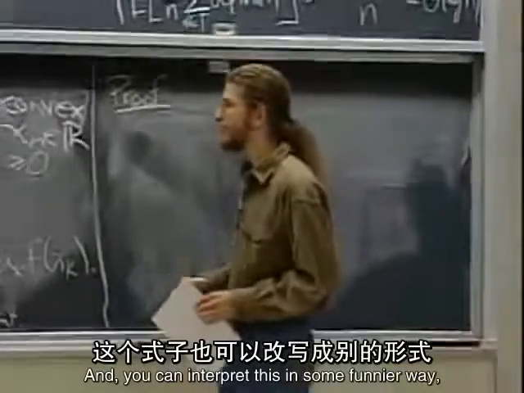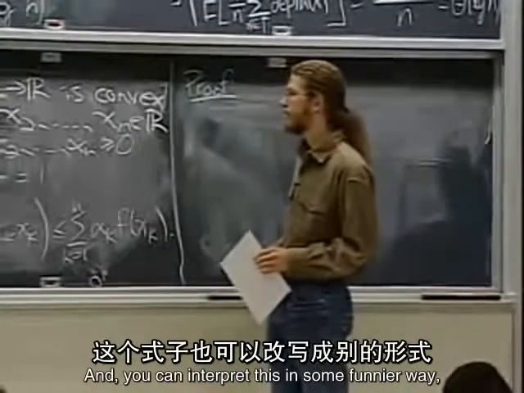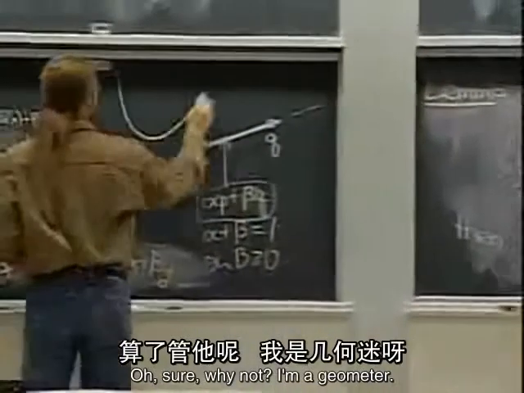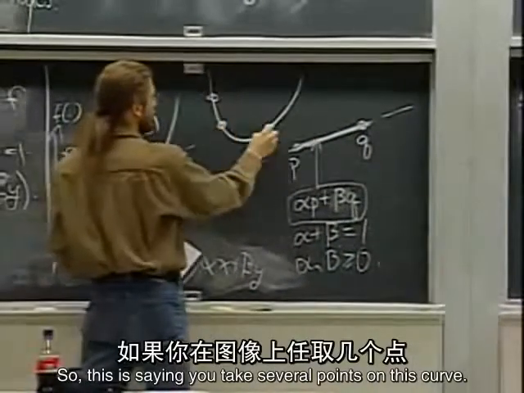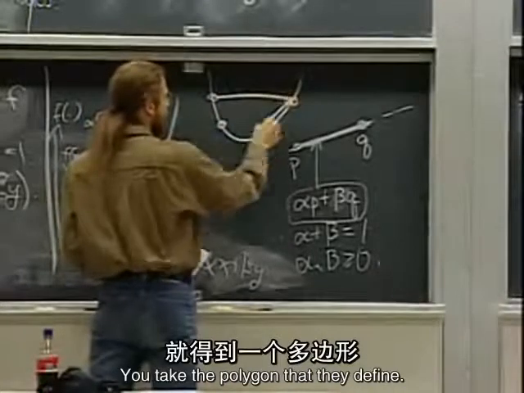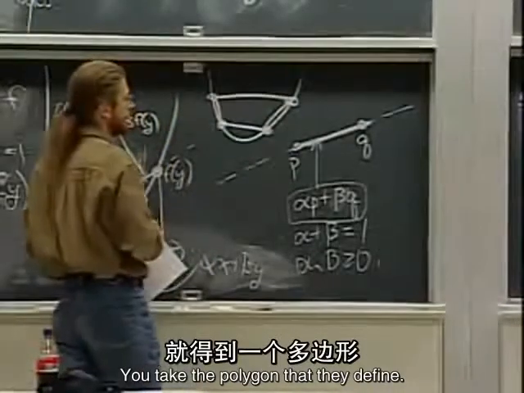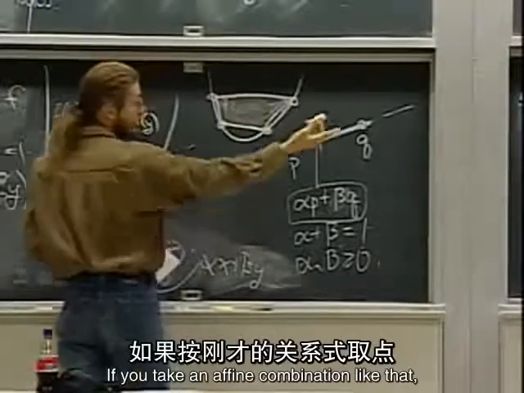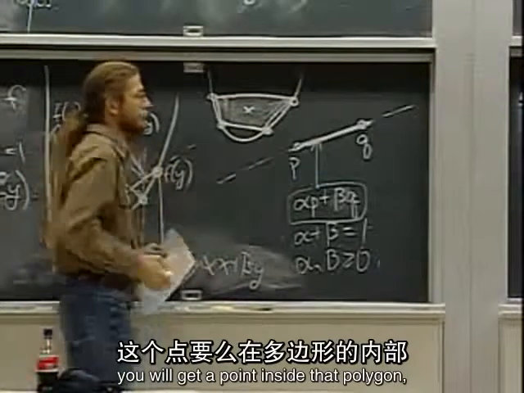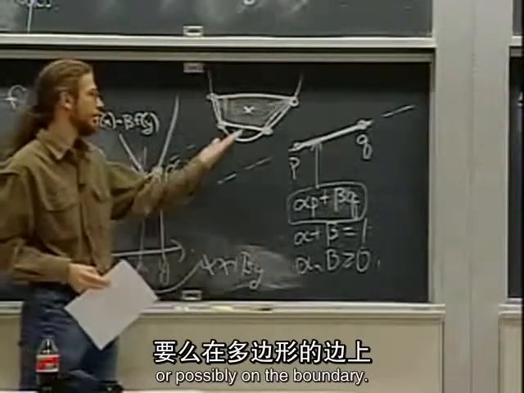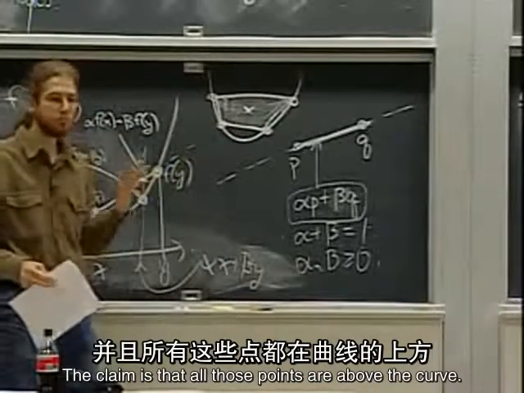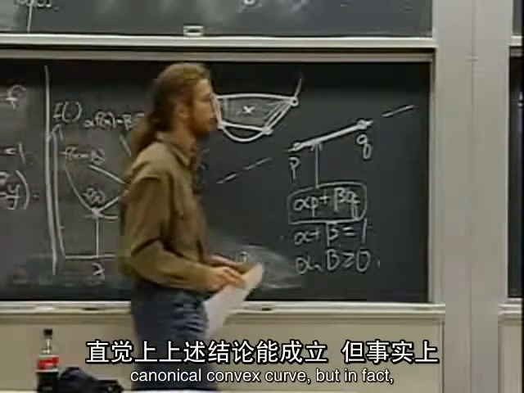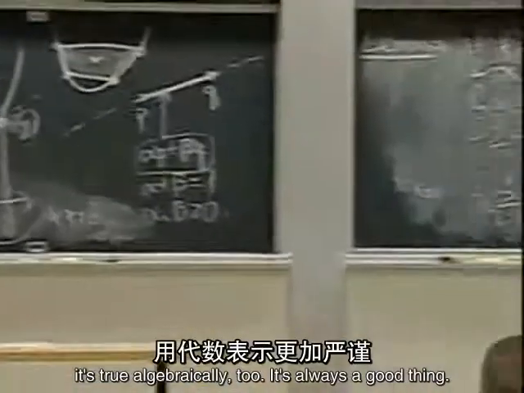You can interpret this in some funnier way, which I won't get into. Oh, sure, why not? I'm a geometer. This is saying you take several points on this curve. You take the polygon that they define, so these are straight line segments. If you take an affine combination like that, you will get a point inside that polygon, or possibly on the boundary. The claim is that all those points are above the curve. Again, this is intuitively true if you draw a nice canonical convex curve, but in fact it's true algebraically too.